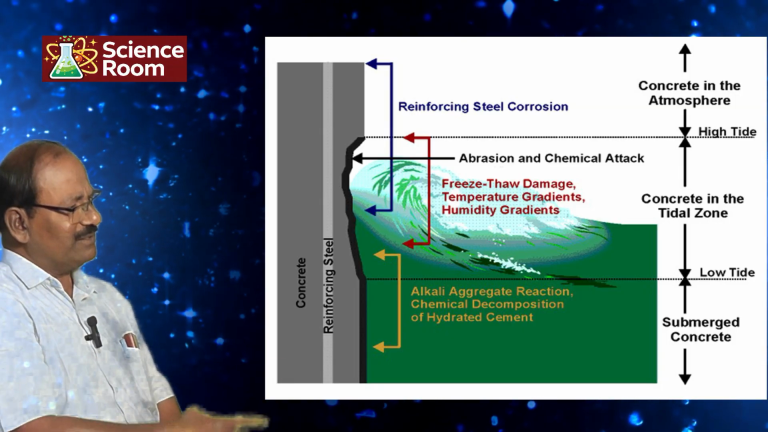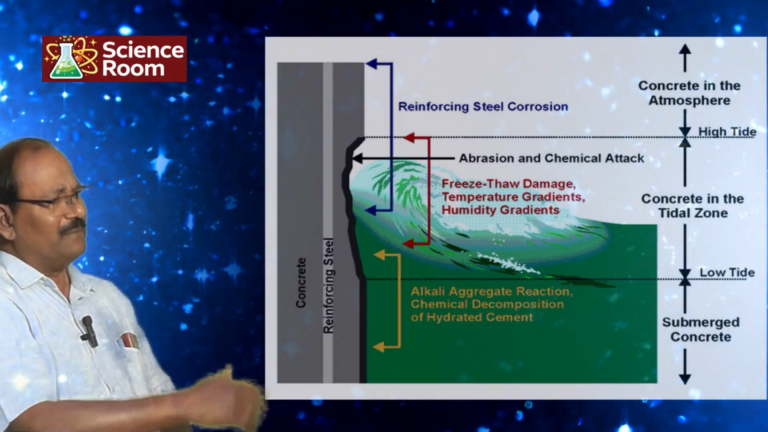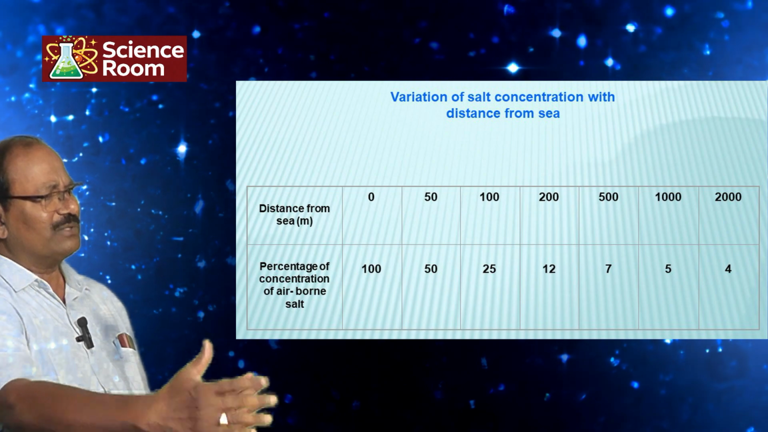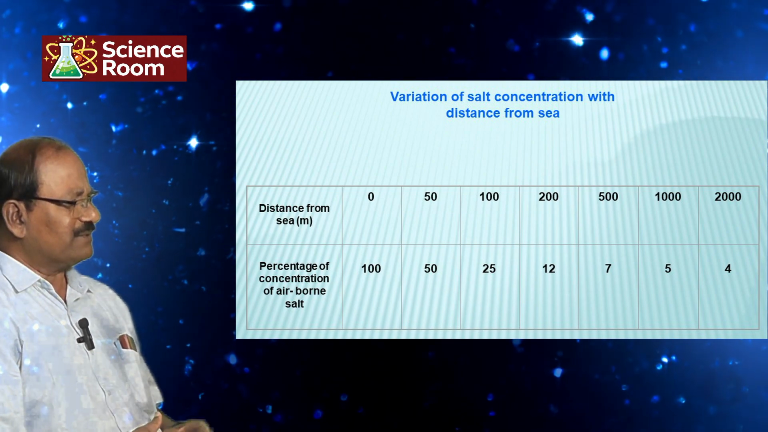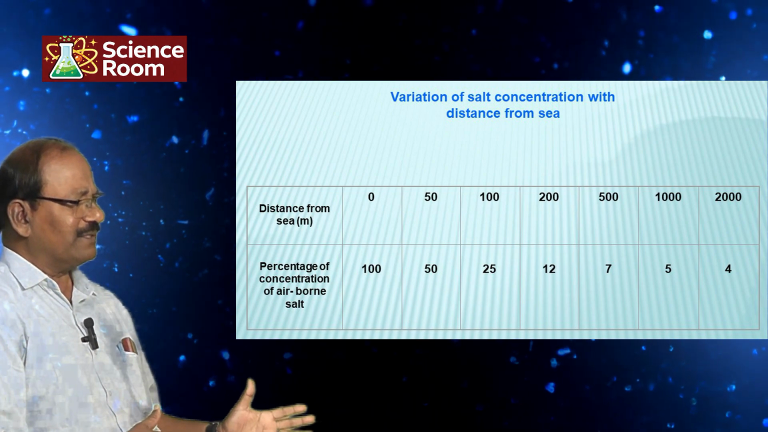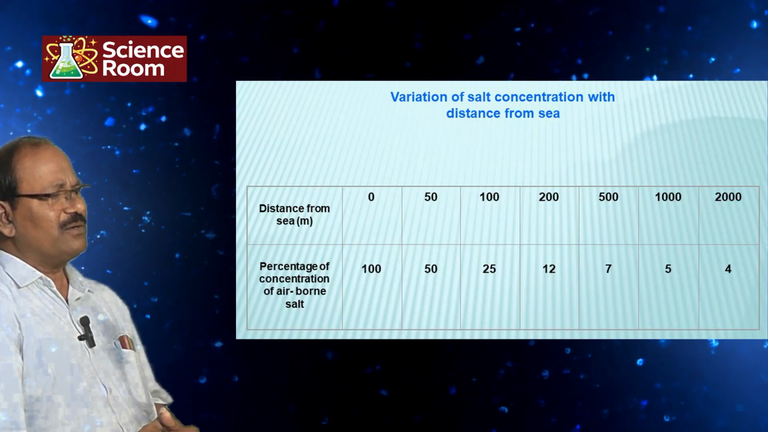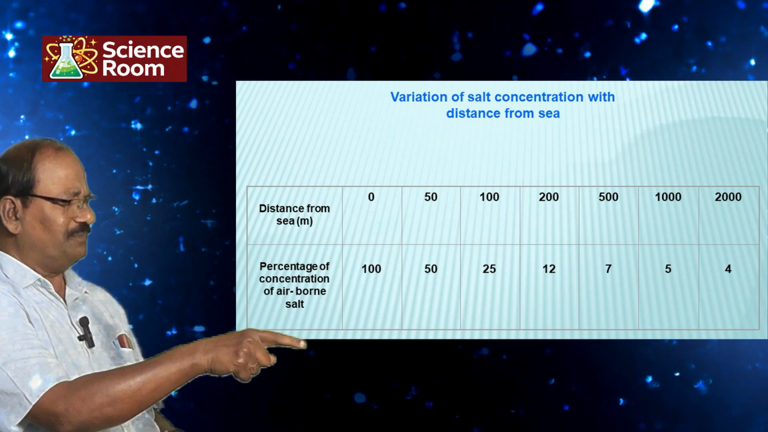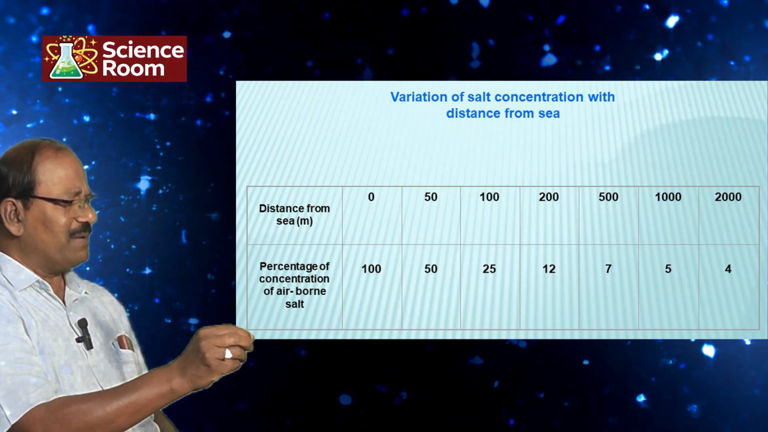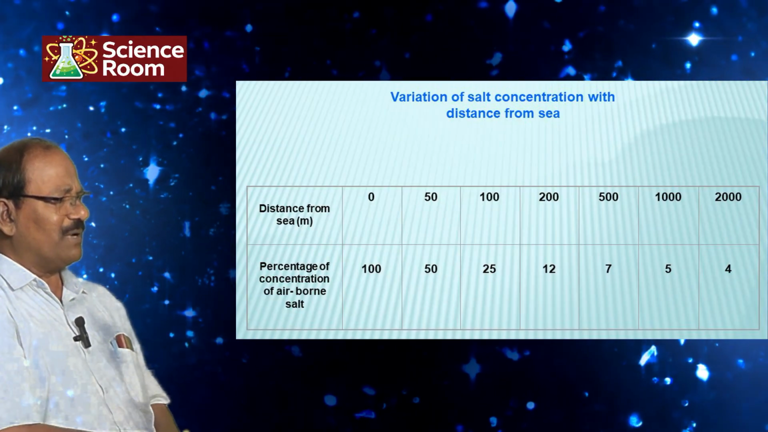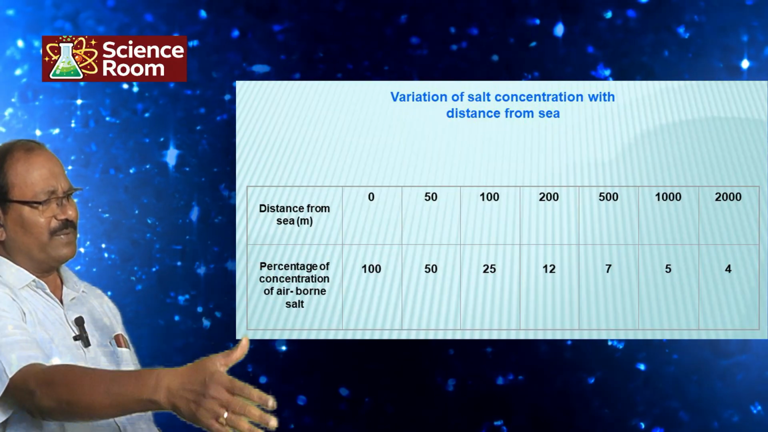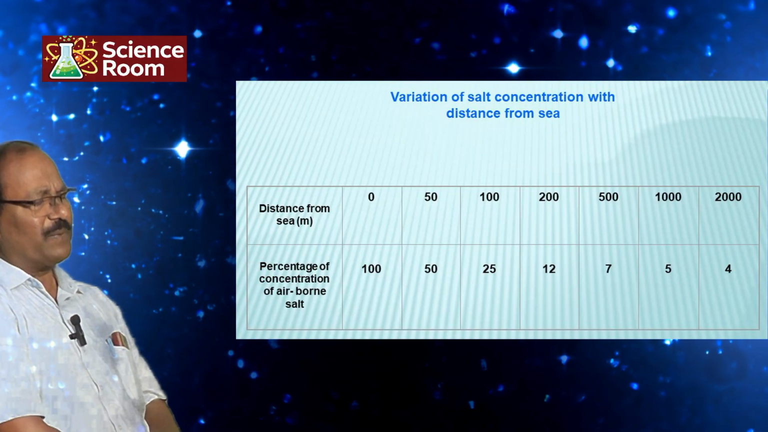Rebars will be exposed in certain time. The influence of chloride goes up to 2000 meters from the coastal water line. You see, it is around up to 2 kilometers. One should be very, very careful. How much chloride in ppm will be there is shown at the bottom. Zero line is 100%, and at 2000 meters it is 4 ppm.